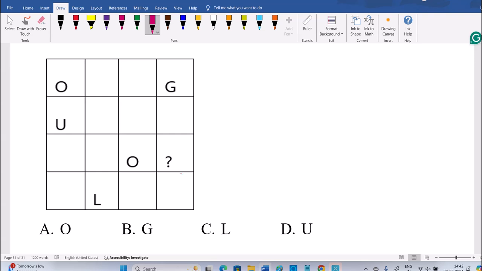One thing, it cannot be O, it cannot be G, right? Why? In that column, G is already there. In that row, O is already there. So we cannot fill with those. So it can be L or U. In some questions, two answers are also possible. It can be L or it can be U.